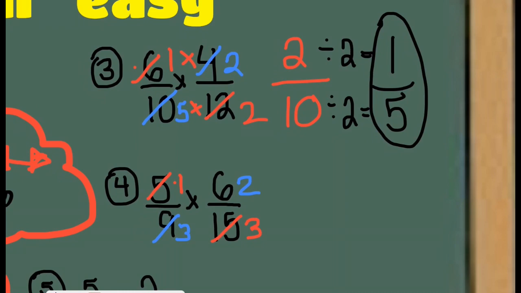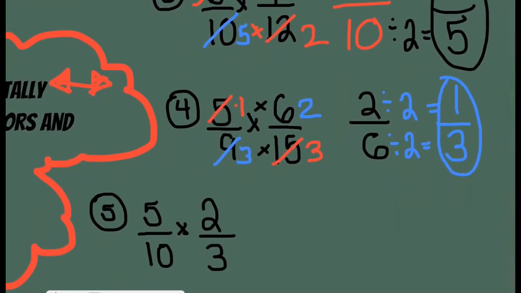And I can look and multiply across. 1 times 2 is 2. 3 times 3 is 9. Can that be simplified? Yes. I can divide both of these by 2. 2 divided by 2 is 1. And 6 divided by 2 is 3.